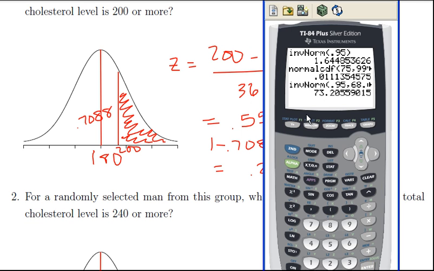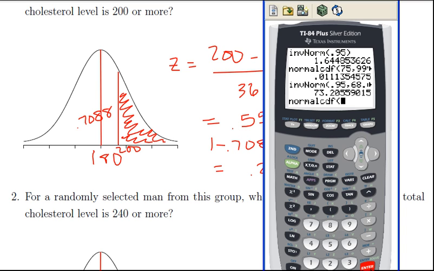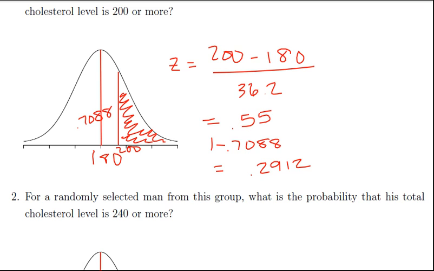And I can do that on the calculator. I go to second, variable, normal CDF. Now I want a lower bound. That's going to be 200. An upper bound, since this area to the right, I just put in a bunch of 9s. Then I want the mean, and then the standard deviation. And then I hit enter. And I get 0.2903, very close to what I got when I used the table. They're going to be slightly off from each other because the table rounds.